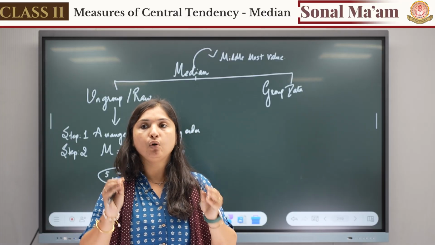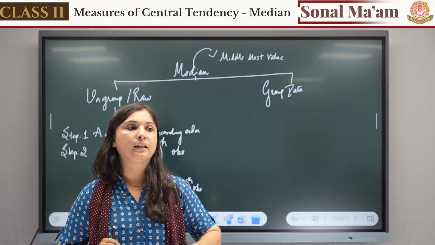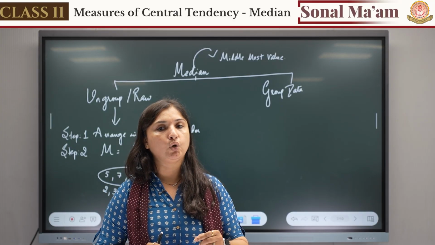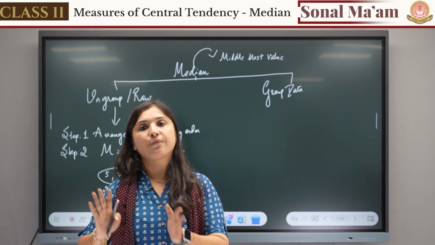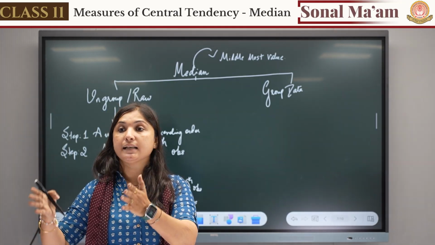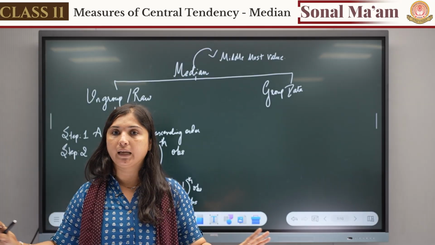Understanding what we have to do? First we have to arrange it in the ascending order, and the next step is median is equal to (n plus 1) by 2th observation. This formula is to be applied when the data is raw, when the data is ungrouped. There is no frequency given.